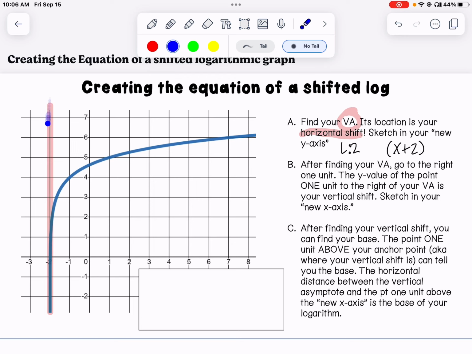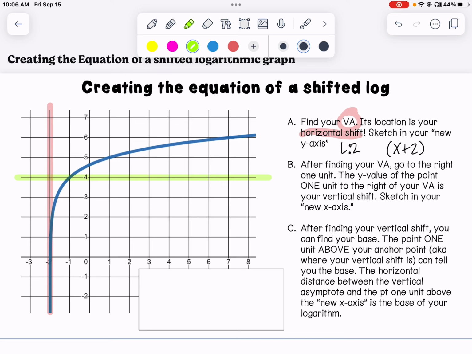After I have found my vertical asymptote and my new quote-unquote y-axis, I want to find my new x-axis. We're going to do that based on what I call the anchor point of (0, 1). But what that really means is that you're going to be trying to find a point that's exactly 1 unit to the right of your vertical asymptote. So my vertical asymptote is at -2, so 1 unit to the right is -1. So I'm looking at the -1 and I see, oh, this is where I cross my graph. That is going to be my quote-unquote new x-axis.